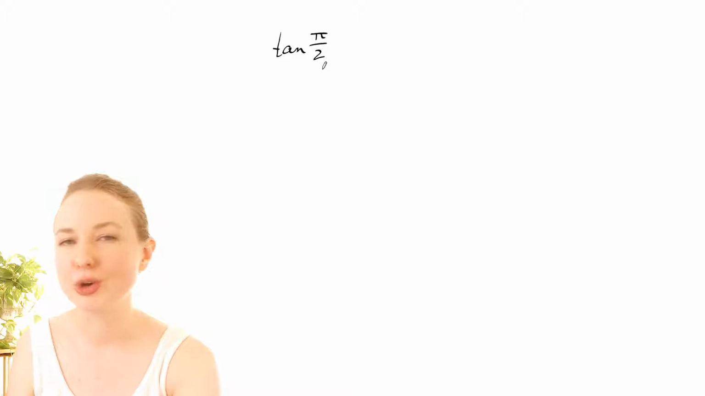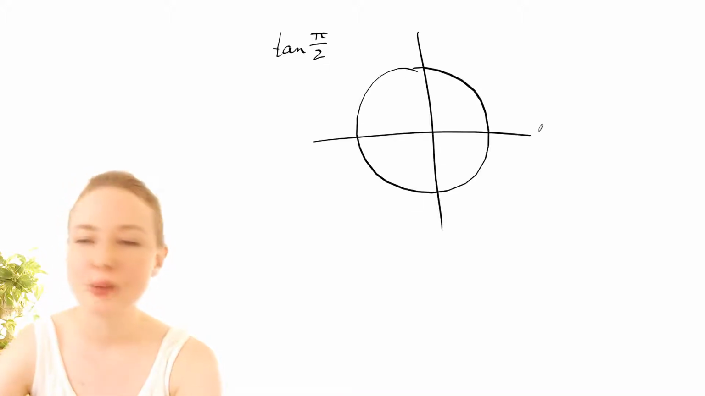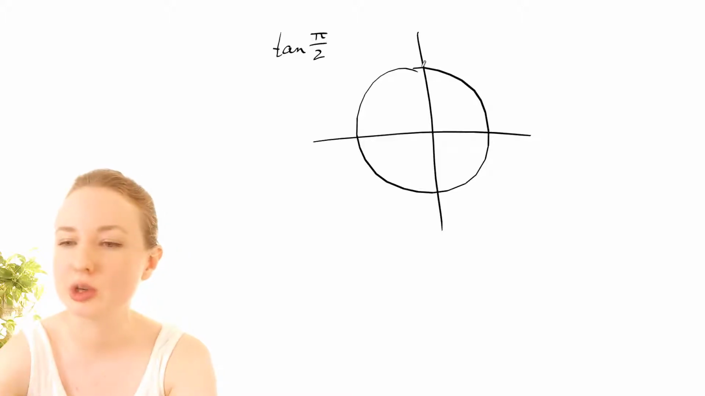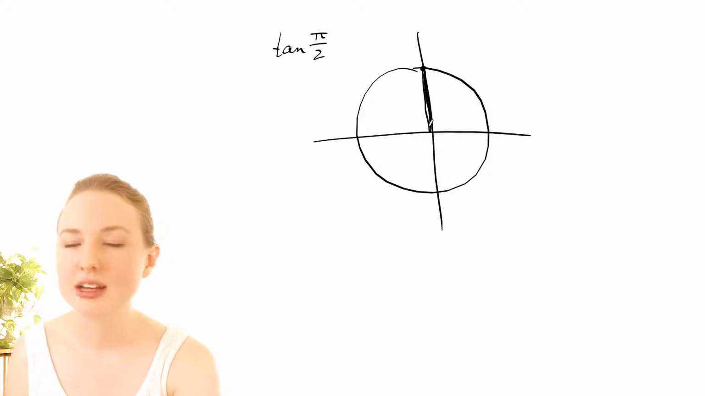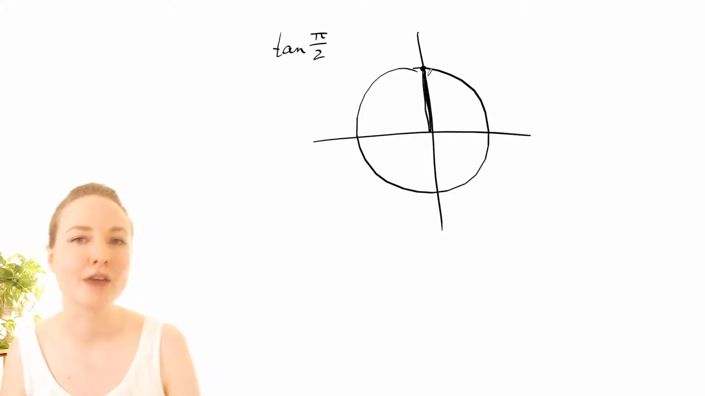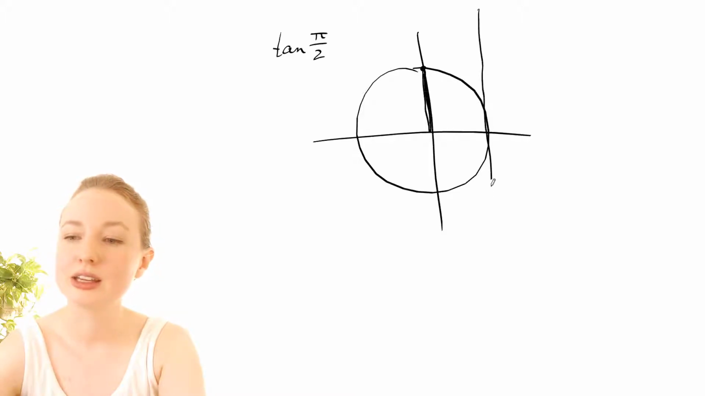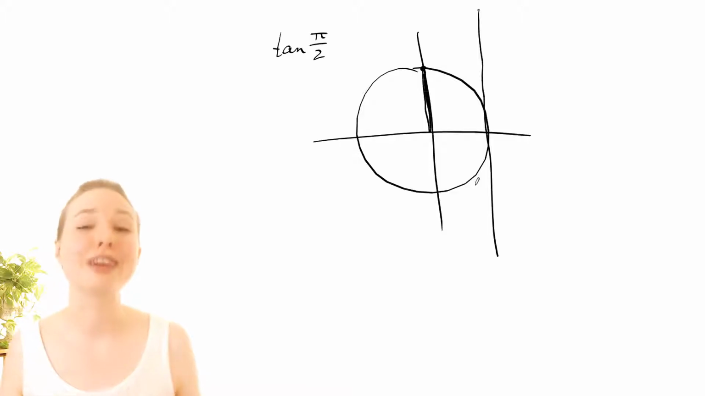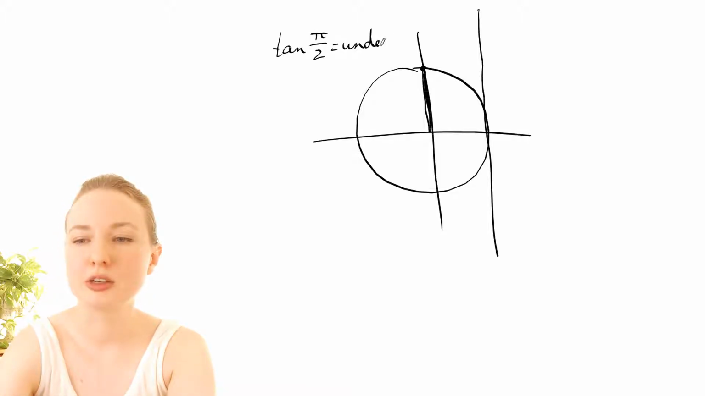And I just wanted to warn you about ones like tan pi on 2. So on the unit circle, pi on 2 is the same as 90 degrees. So we're talking about that angle there. And if you try to work out the tan of that, it's actually undefined because we're talking about the slope of that line, and it's a vertical line, so it doesn't really have a defined slope. If you tried to extend this line until it hits this line, it would never hit it. So we just say that tan pi on 2 is undefined.